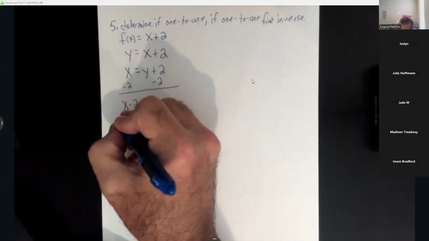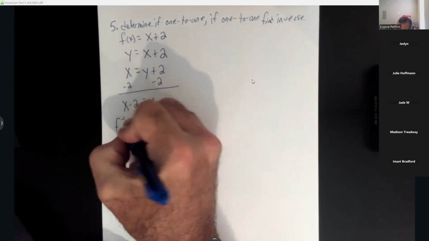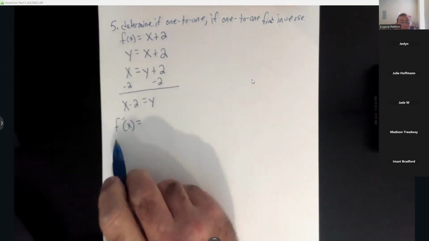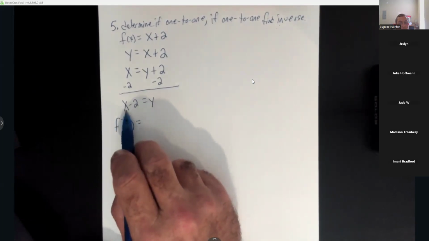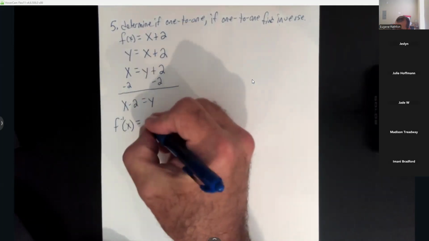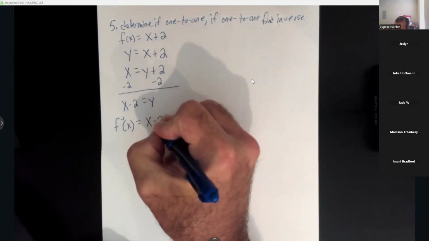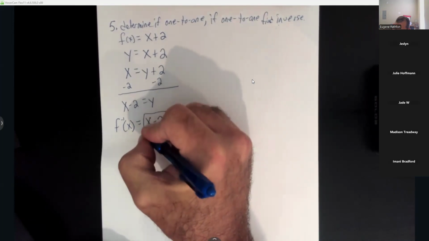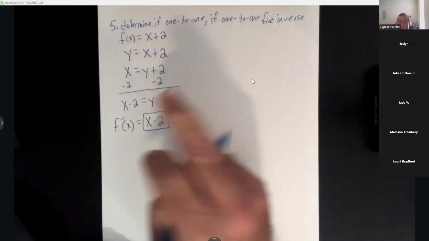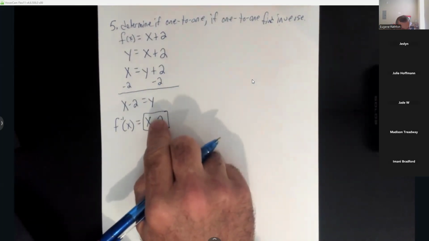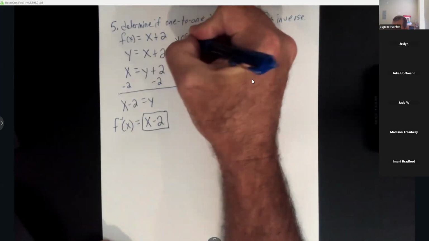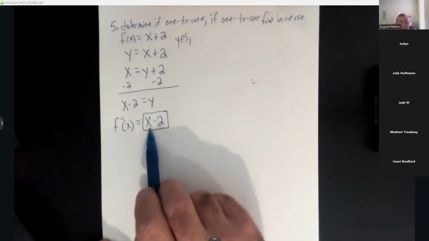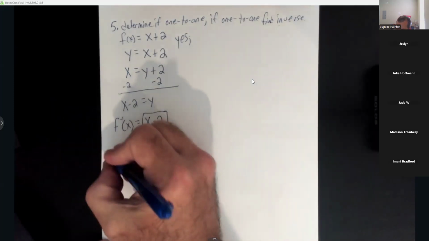Now remember, MathLab will have this written down for you. Inverse notation lets me know that this is the inverse function that I just found. And that's going to equal x minus 2. And all you're putting in is the part in the box, okay? So, yes, they're all going to be 1-to-1, and then you find that inverse.